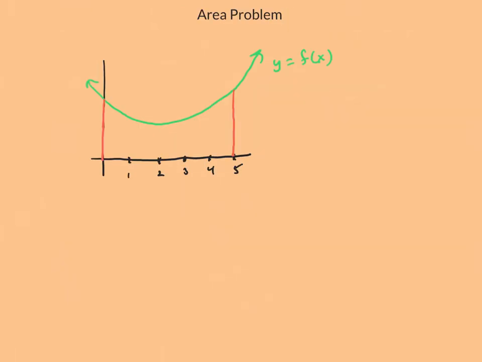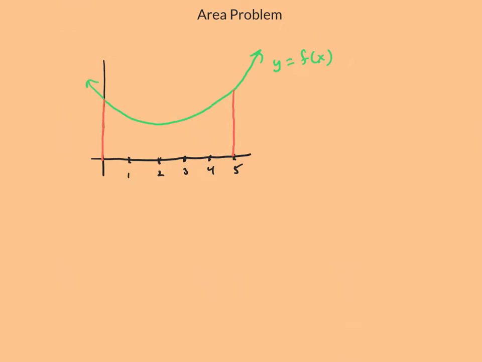Okay, now looking at the area problem, we kind of already talked about this, but I want to show it again. We're going to be given a function y equals f of x, and we're going to graph this out. And we're going to be asked to find the area of a region that's bounded by our function, the x-axis, and two vertical lines, in this case, x equals 0 and x equals 5.